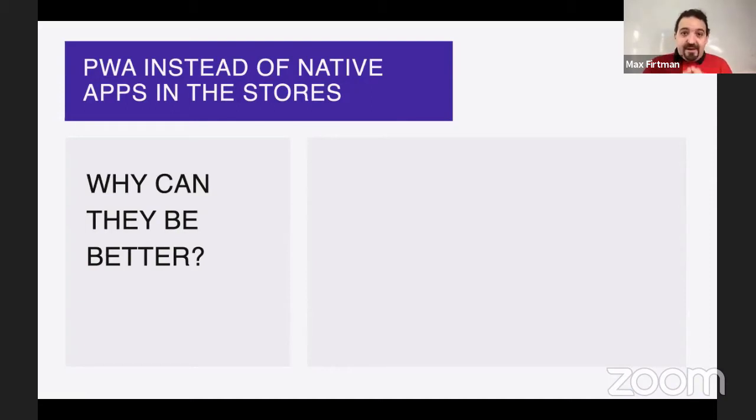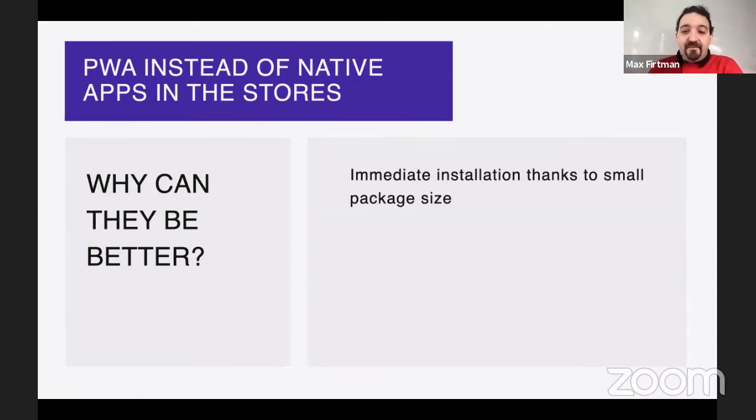So in this case that we are replacing a native app, why can a PWA be better than the native app, or in which cases? Okay, so for example, we have immediate installation thanks to the package size. A really simple app on Google Play or on the iOS App Store typically has not less than 10 megabytes. Even if it's simple, with just a couple of images, logos, a couple of screens, and libraries that you add on top of that, typically it's 10 megabytes. What about the PWA that is in the store? It's typically less than 1 megabyte.